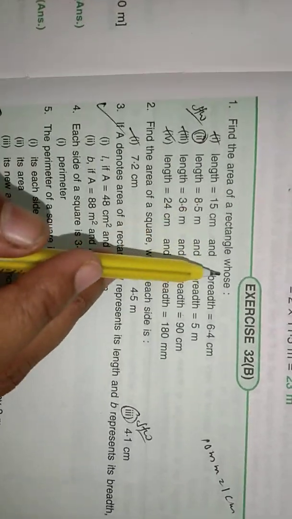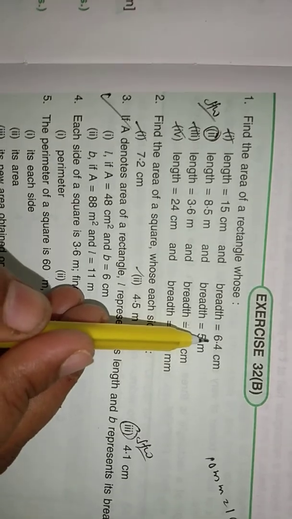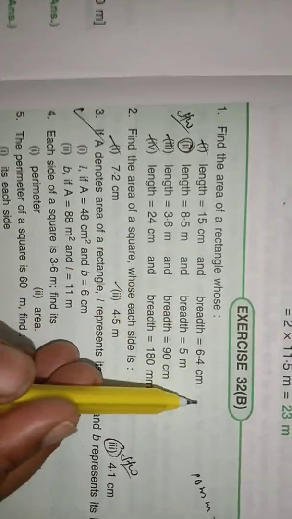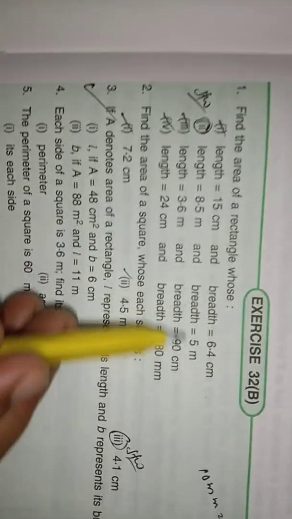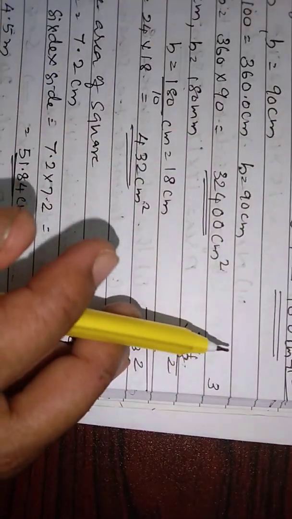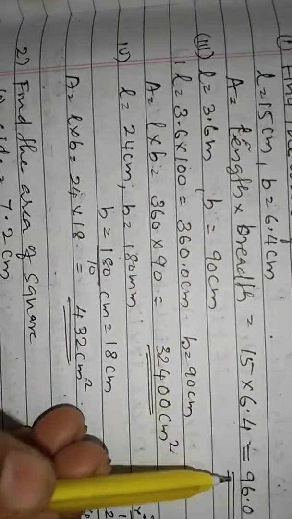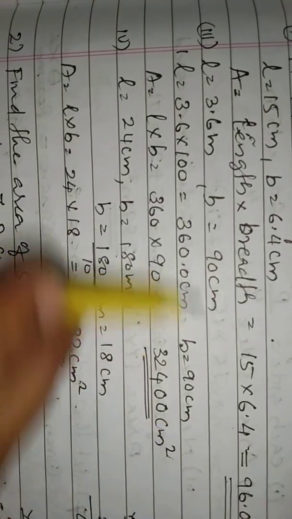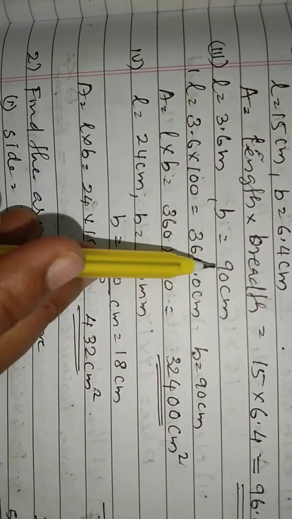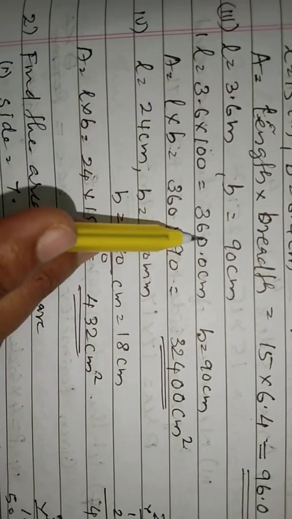Look here, the first is a normal question. Find the area of a rectangle whose length equals 15 centimeter and breadth is 6.4. What is area? Length into breadth. Here length equals 8.5 meter and breadth 5 meter, so here it is also 8.5 into 5. I will show you the solved problems. Look, 15 into 6.4, we will get 96 centimeter square. The second one is 3.6 meter. I have done the second question for you, give it as homework.